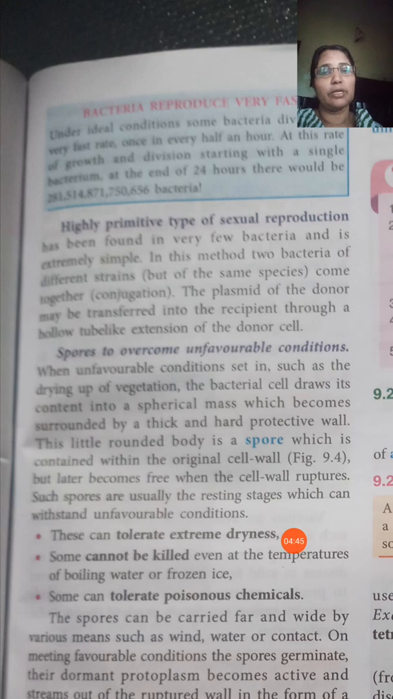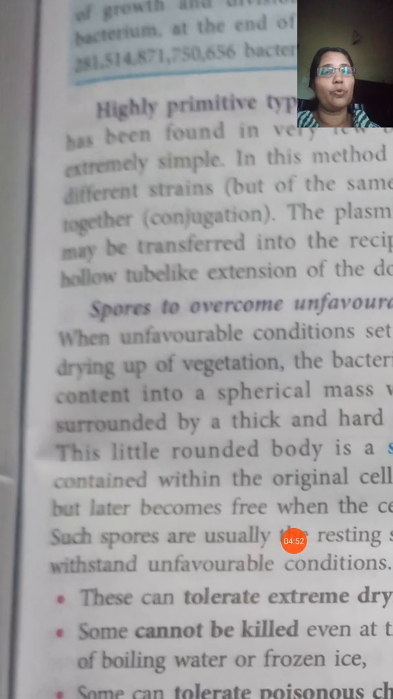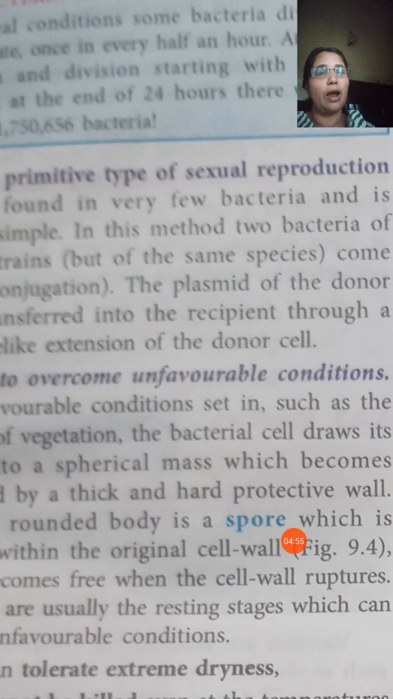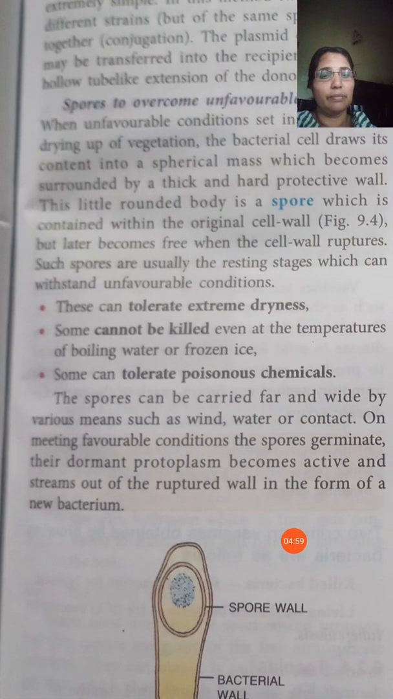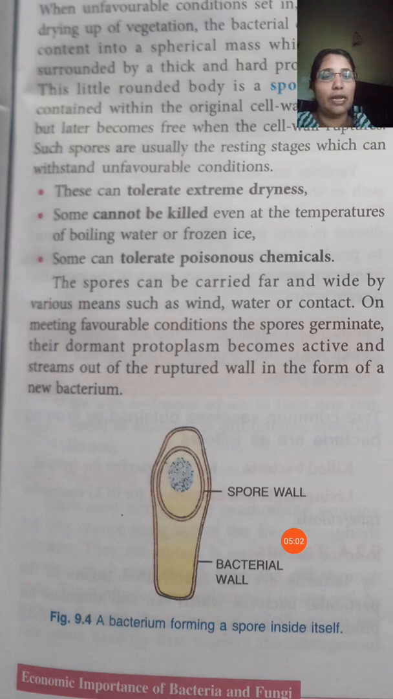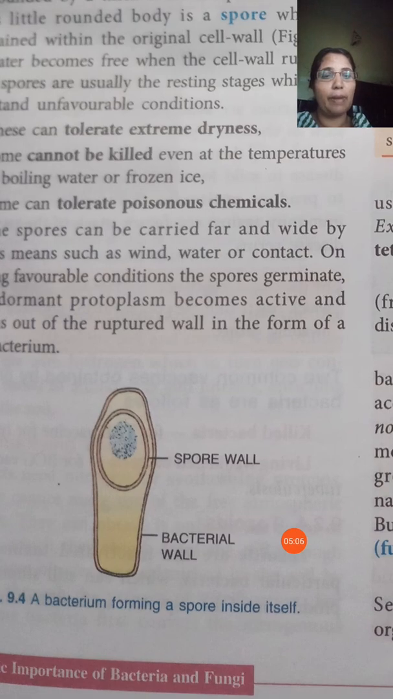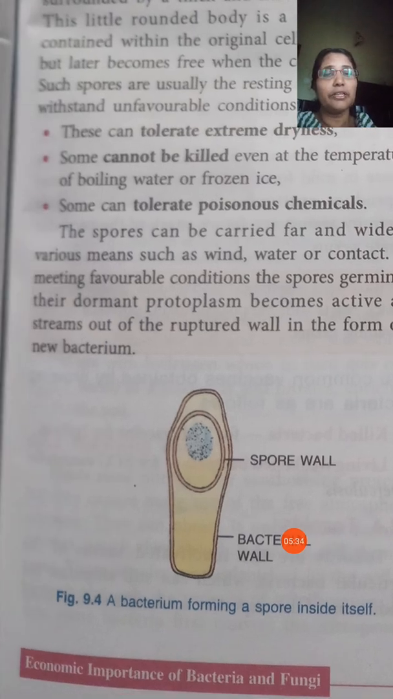Then another important thing happening to the bacterium in unfavorable conditions is spore formation. Spore to overcome unfavorable condition. You can see the bacterial spore here. You can see the bacterial wall in the picture. In unfavorable conditions, at the time of drought, or when there is not enough water, or in frozen conditions, the bacterial content will shrink and make a spore, and the spore builds a wall around it. Bacterial spore wall may be formed around it, so that it will survive.